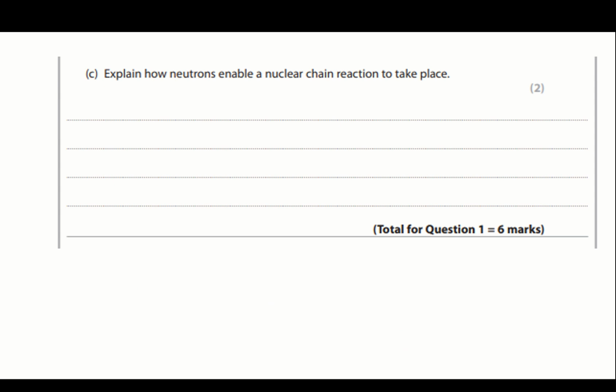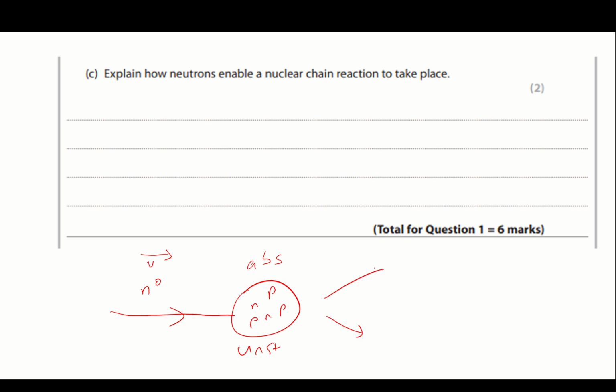So we said, here's our large fissionable nucleus with lots of protons and neutrons in it. Let's do a P, N, P, N, P, N. And what we're going to do is have a neutron at the right velocity. That'll then be absorbed. This will make it unstable. It will then split into two smaller daughter nuclei, and then also releasing 2 to 3 additional neutrons.